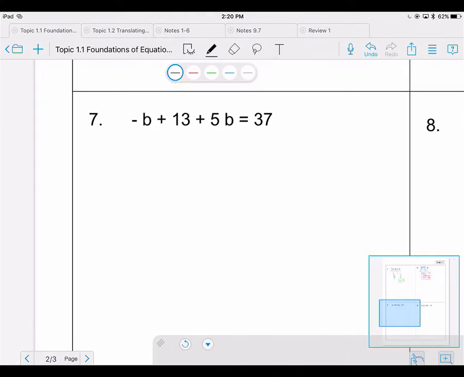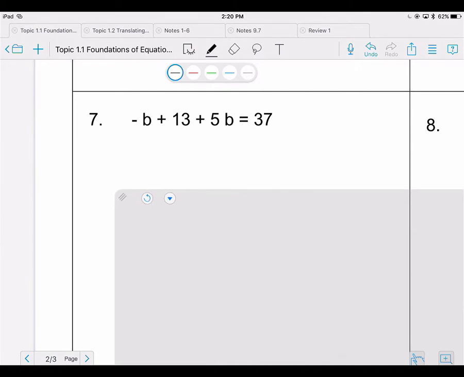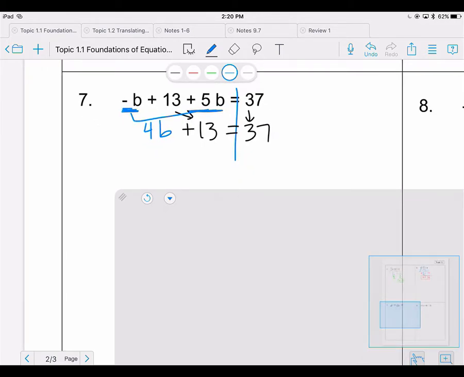On problem 7, this one looks a little bit different because we have 2 sets of letters here. We have a negative b and a positive 5b, all on the same side. So for this one, I need to take negative b and add it to a positive 5b because they're on the same side of the equal sign. So I'm actually going to do this in a different color just so you can see what happens with everything else. 13 is going to stay the same, and 37 is going to stay the same. The only thing I'm doing is combining 5b and negative 1b. 5 plus negative 1, or 5 minus 1, is a positive 4.